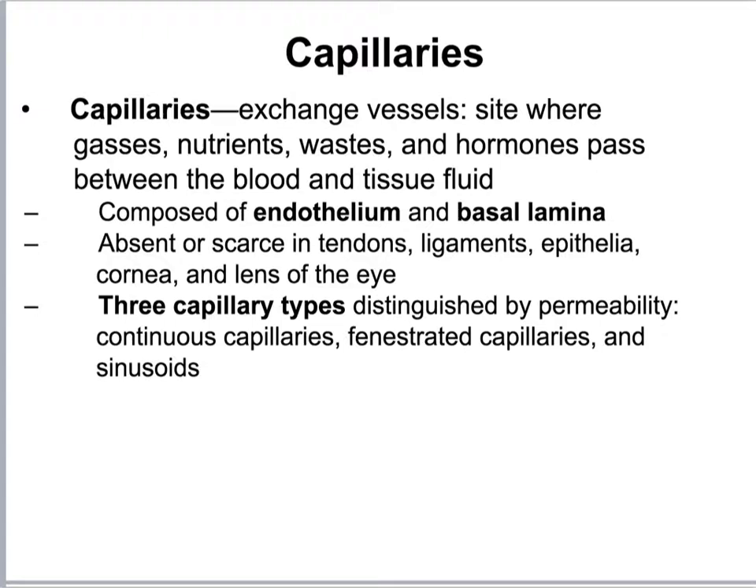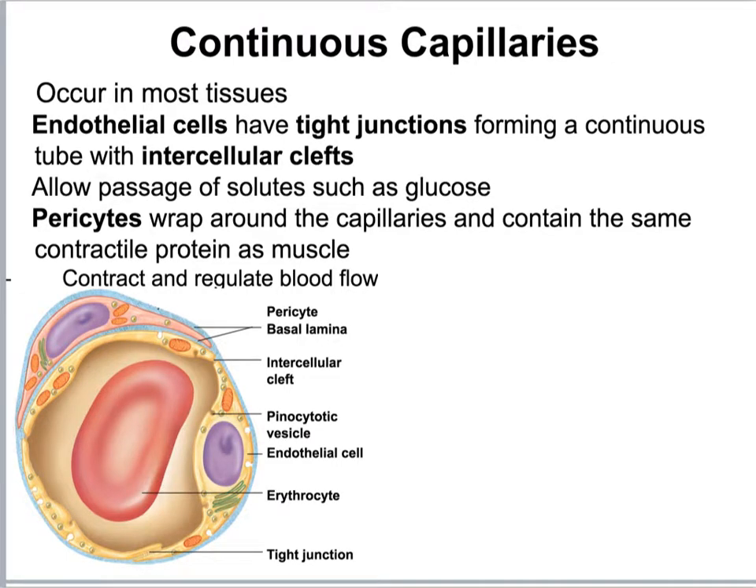There are three types of capillaries: continuous, fenestrated, and sinusoids. And I'm going to talk about each one. The vast, vast majority of capillaries in your body are what are called continuous capillaries. These are what you think of as capillaries. They are what we were just talking about, the vast majority of exchange media where you have gas exchange, nutrient exchange, stuff like that. Those are taking place in continuous capillaries.